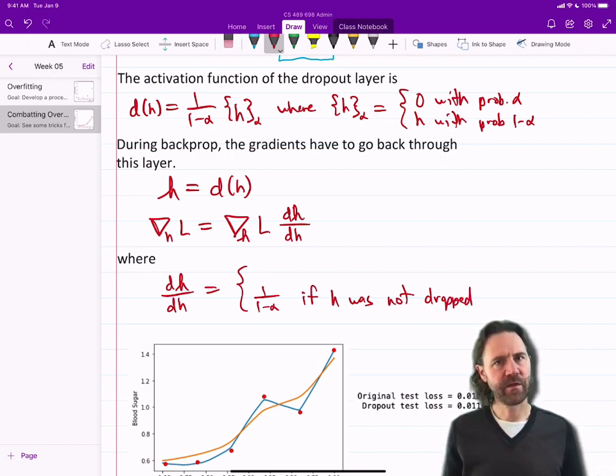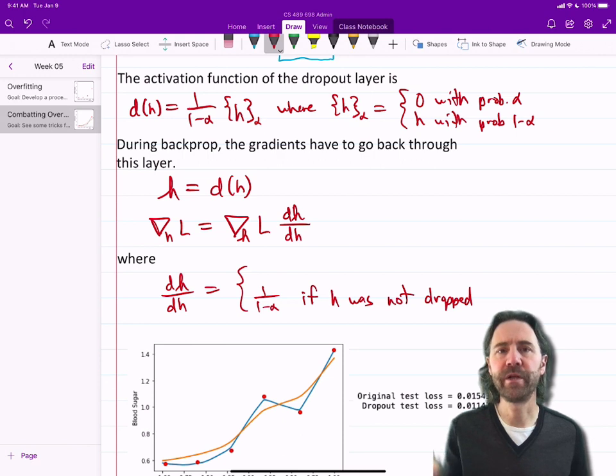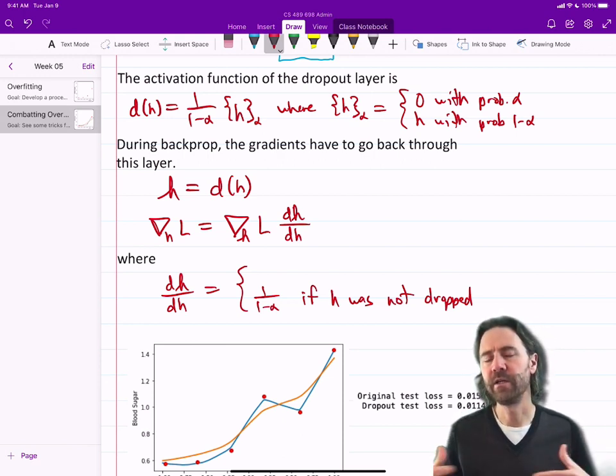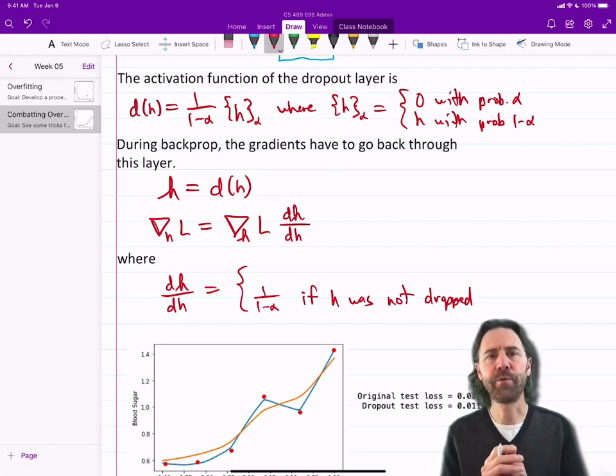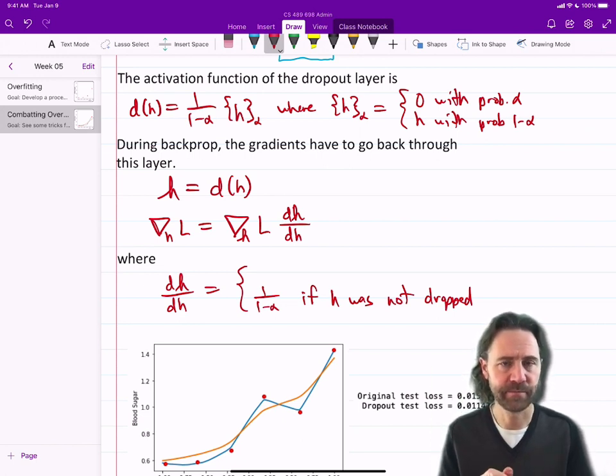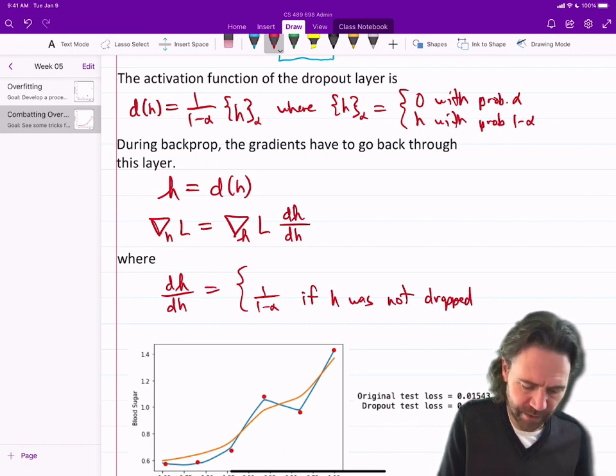So what if the node was dropped? What would we expect the gradient to be through there? I guess the question is, for any node that was dropped, how does the output error depend on that value that was dropped? It doesn't at all. It had no influence on it. So the gradient is 0.